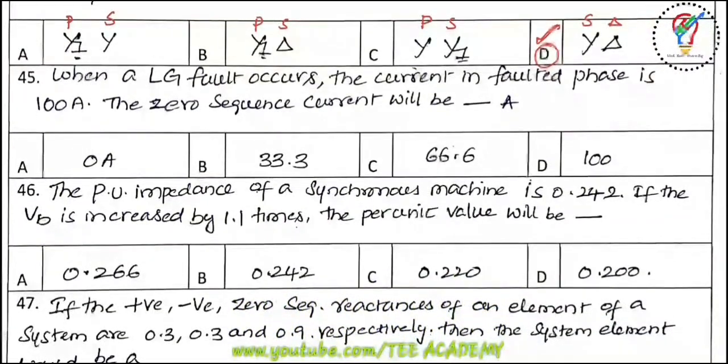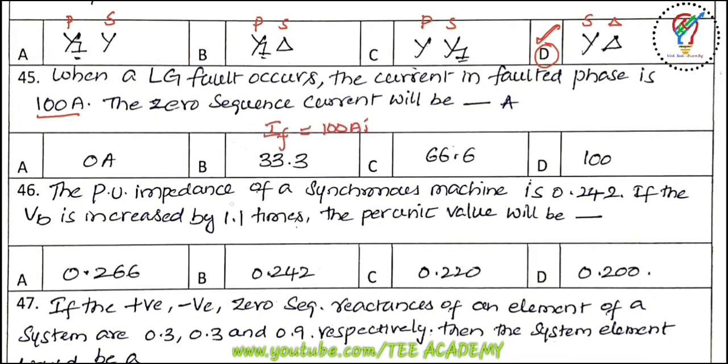Next one, when an LG fault occurs, the current in the faulted phase is 100 amperes. The zero sequence current will be, okay, 100 amperes current is given. So how much is given? Fault current is 100 amperes.